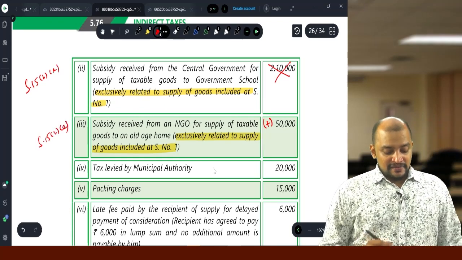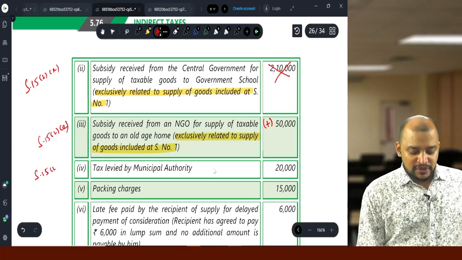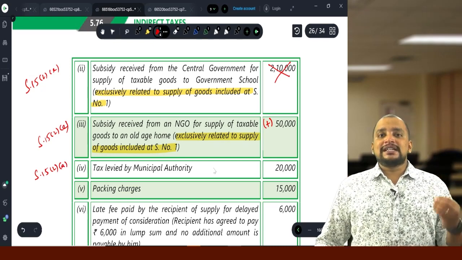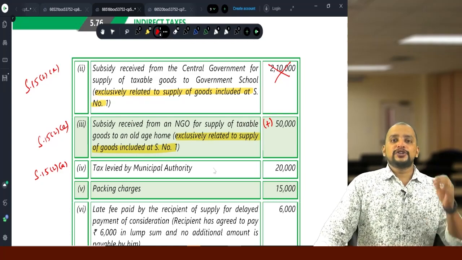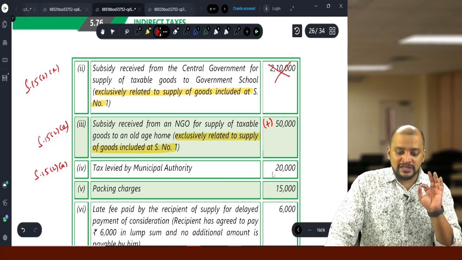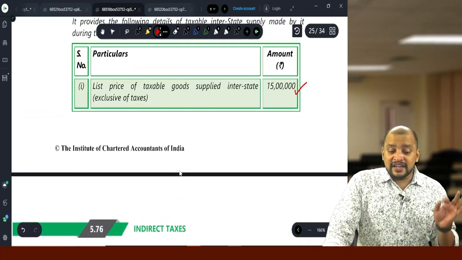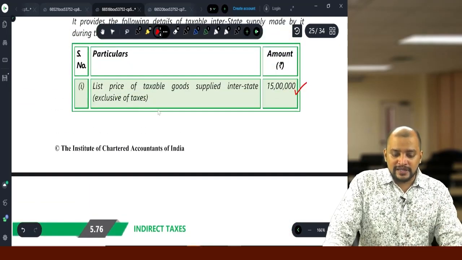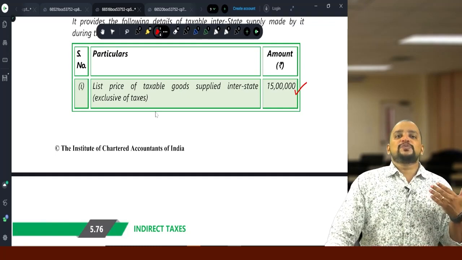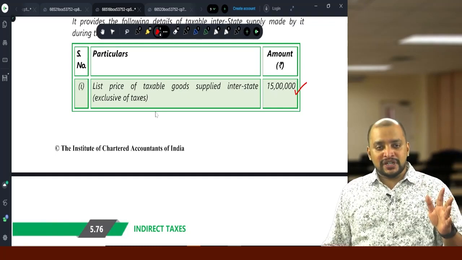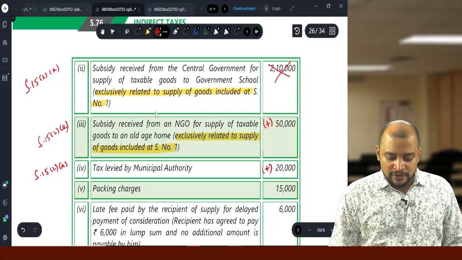15(2)(e). Whereas this tax levied by municipal authority is as per section 15 subsection 2 clause A, which says that all taxes, duties and cess by whatever name called other than GST should be included in the value. So this is municipal tax to be included in the value, but in the given price it is included or not? The given price is exclusive of taxes, so we need to add. So this municipal tax is to be included in the value as per provision. In the given price it is not included, so therefore we need to add 20,000.